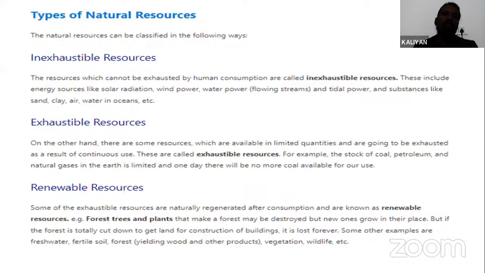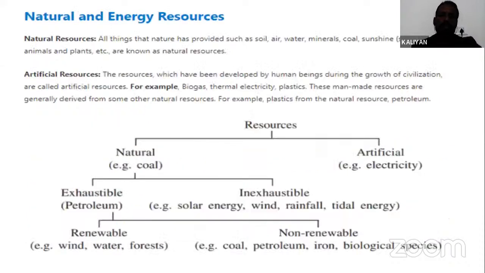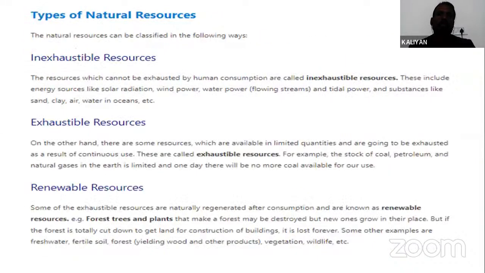So the types of natural resources, like we saw before in the flow chart. An inexhaustible resource cannot be exhausted by human consumption. Example: sunlight, clay, water in the ocean. And exhaustible resources are those available in limited quantities, which are going to be exhausted as a result of continuous use. They are available in limited quantities, but will be exhausted in the continuous process.